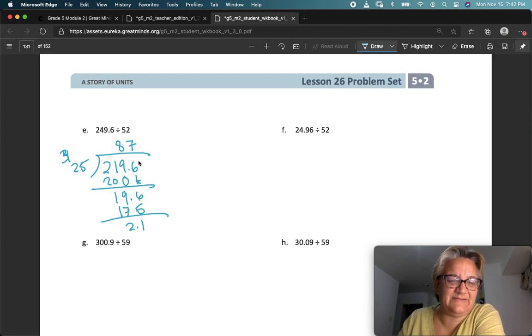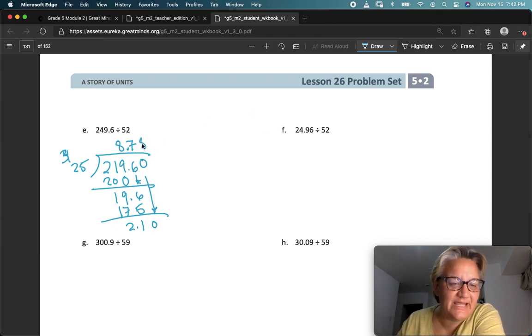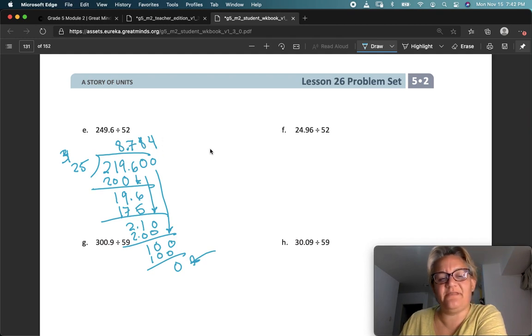And because that doesn't fit, I'm going to add another 0 and bring the 0 down. 210, well, it's still not enough, so 8 times 25 is 200, we know that. But now, if I bring down one more 0, I have 100, and 25 will go into 100 4 times. Okay, there's my 0. And my final answer is 8 and 784 thousandths.